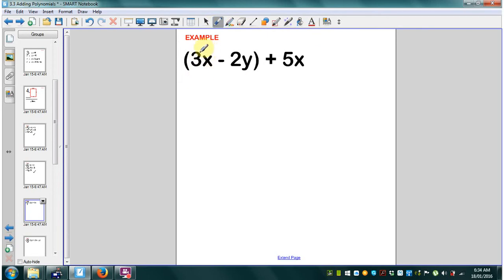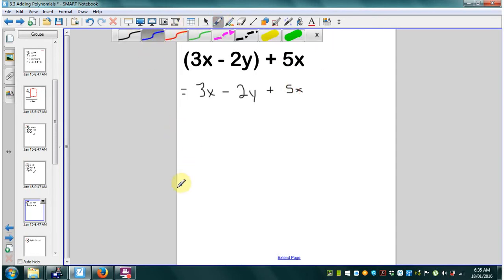Alright, so we have a polynomial here in brackets, 3x minus 2y plus 5x. So what's our first step? Drop our brackets. 3x minus 2y, and then carry down everything else. Now we can put together our like terms. So here we have a 3x and a 5x, 2x terms, so we can put those together.